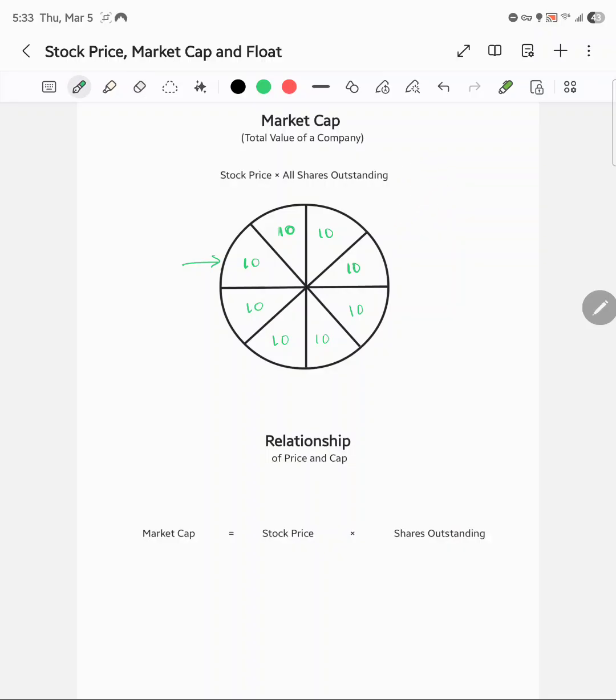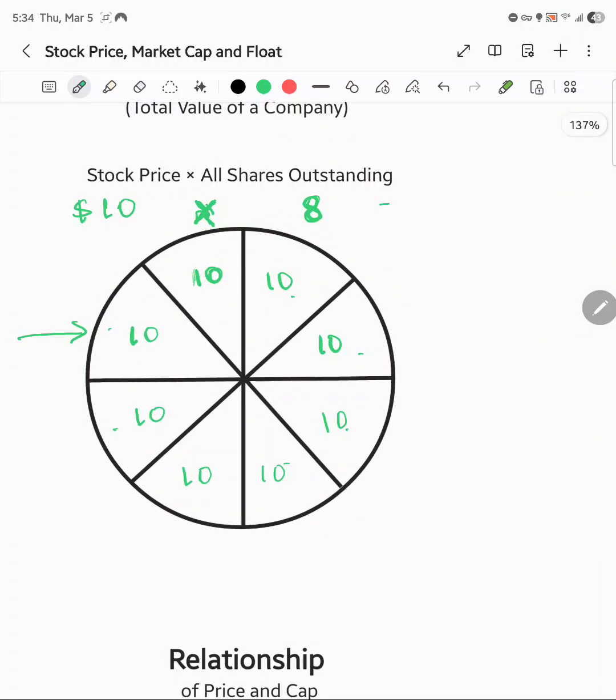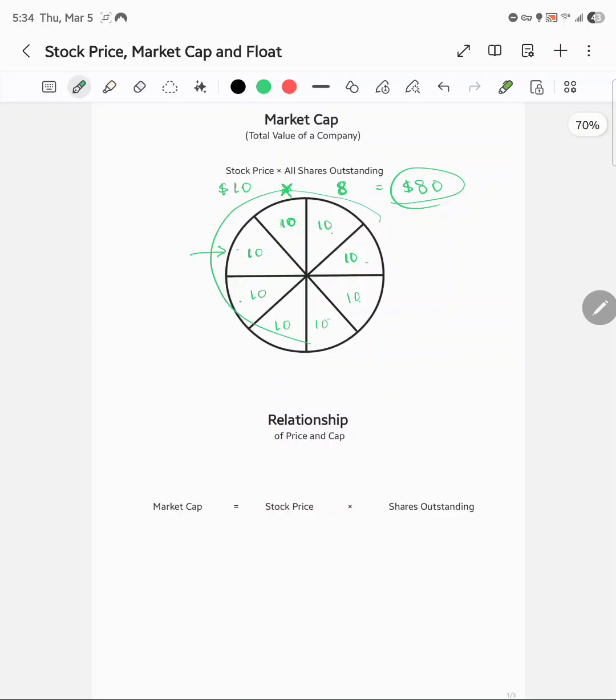How many shares or slices are there? There are 1, 2, 3, 4, 5, 6, 7, 8. 8 slices, okay? That means we have 8 outstanding shares right here. And we are going to multiply that by the price. The price is $10. That means our market capitalization is $80. The total value of the company is $80. That is the market cap.